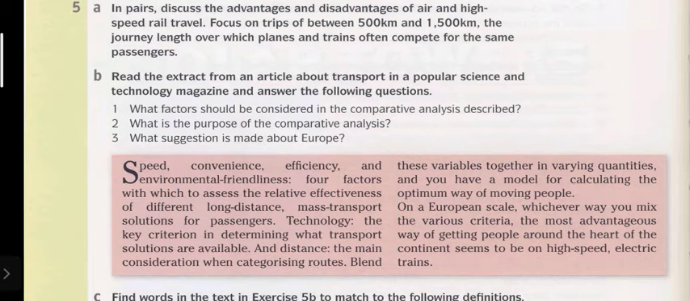Speed, convenience, efficiency, and environmental friendliness. 4 factors with which to assess the relative effectiveness of different long-distance mass transport solutions for passengers. Assess means evaluate. يبقى دي ال4 عوامل اللي احنا بنقدر بيها اللي احنا بنتكلم عنه. اوكي. لسه كمان نقول الباقيين.